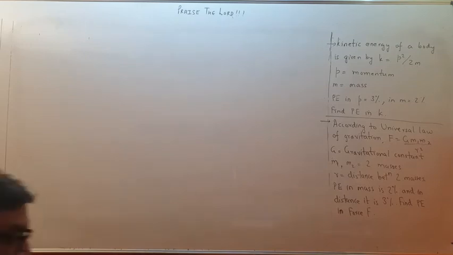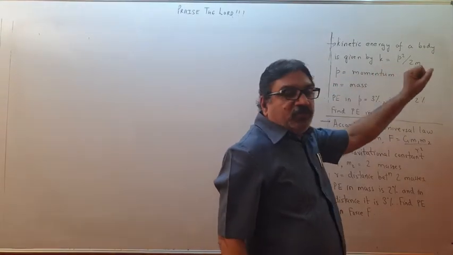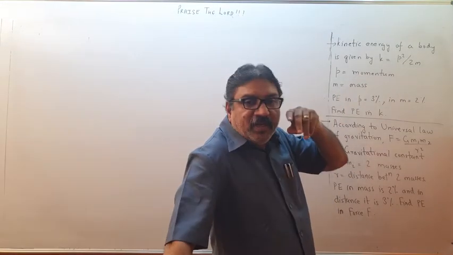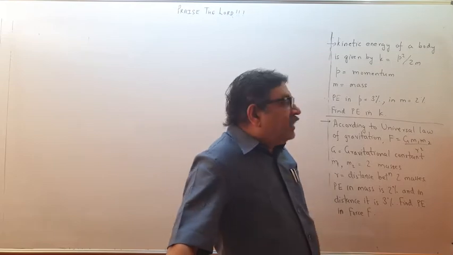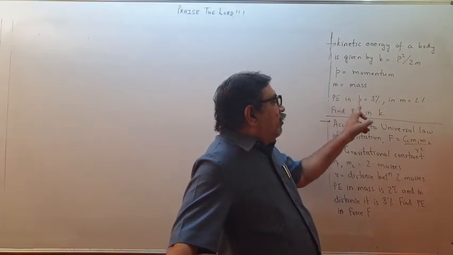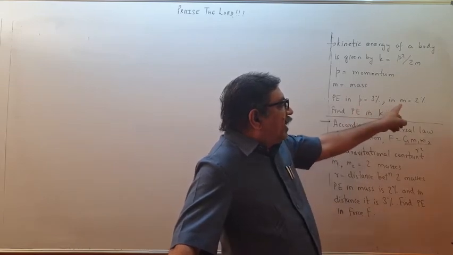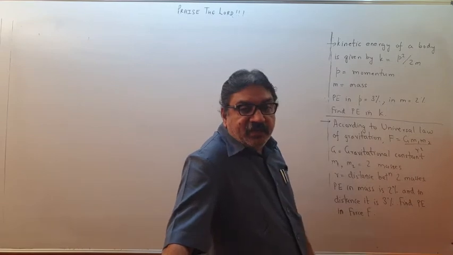Next, children, kinetic energy of a body is given by K equal to P square upon 2m, where P is the momentum and m is the mass of the body. Momentum you must be knowing, mass into velocity. The percentage error in momentum is 3% and in mass it is 2%. We have to find the percentage error in kinetic energy.